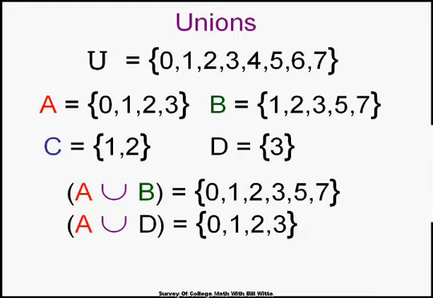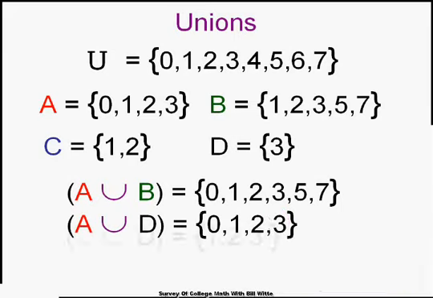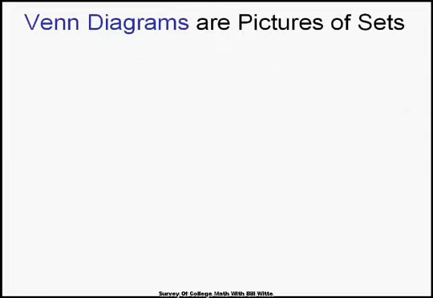The union of A and D is going to be 0, 1, 2, 3, and D really didn't add much to it because it was already there. We don't write it twice, so it's 0, 1, 2, 3. Don't list anyone twice, okay? The union of C and D is just put them together: 1, 2, 3. That's easy, okay?